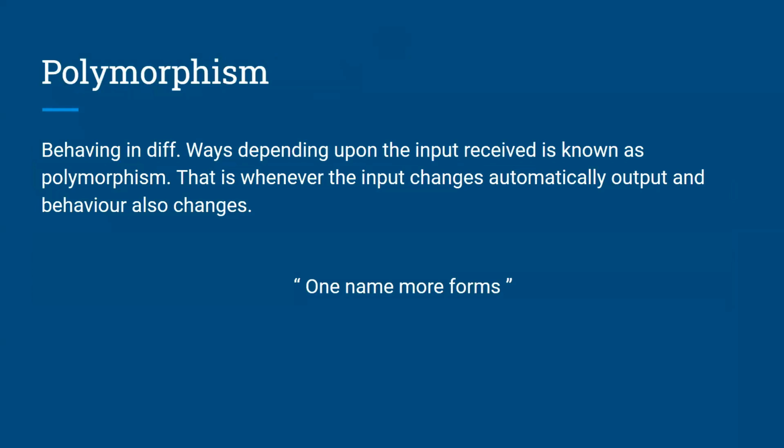Right now, this is the most important concept: polymorphism. Polymorphism is nothing but one name, many forms. With one name we can perform multiple forms. Behaving in different ways depending upon the input received is called polymorphism. Whenever the input changes, the output and behavior also change automatically. We can achieve polymorphism with the help of two things: method overloading and method overriding. I will show you the same thing with constructor overloading and constructor overriding here.